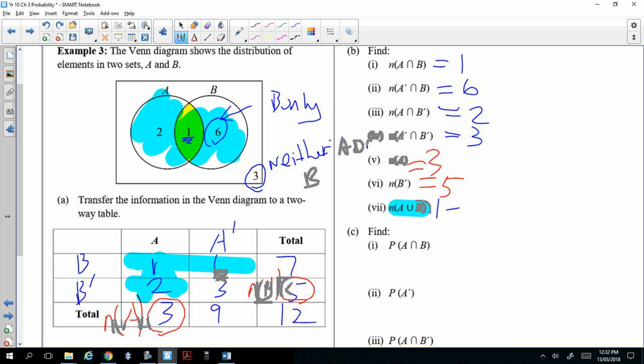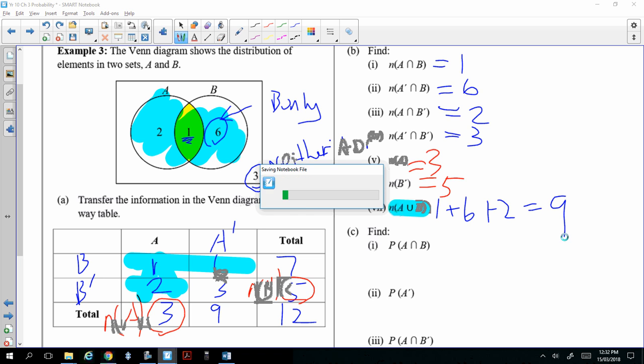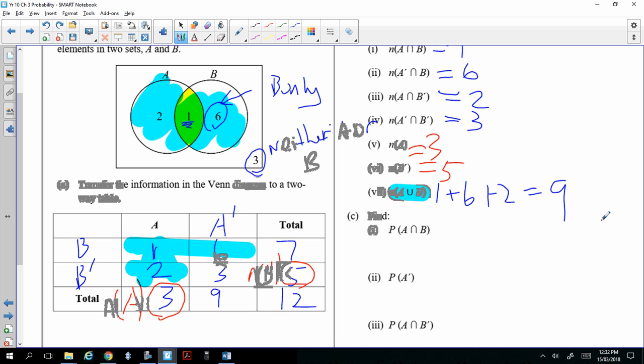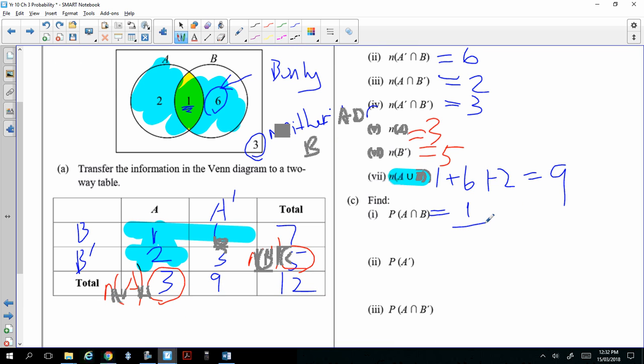What else? And then we'll do some probability questions. A and B will be, how many A and B? You just look at this number. The first one, 1 out of 12 altogether. P of not in A, you can just go 1 minus probability of A.